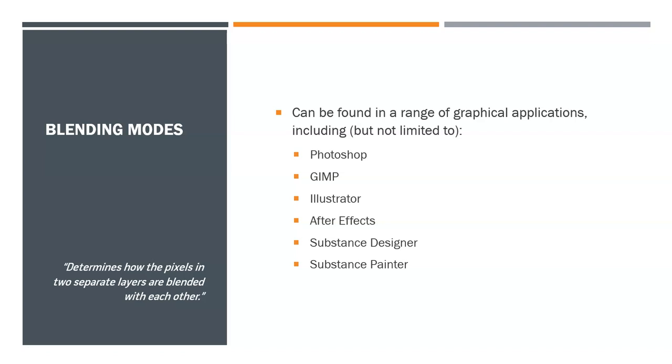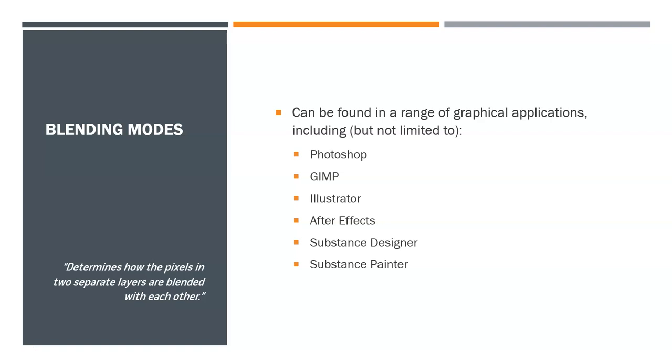So blending modes is where you have multiple layers of digital content being blended or merged together in different ways. And the term blending modes generally refers to the way in which pixels are blended across layers, and it determines how the actual color value is calculated in the final result.